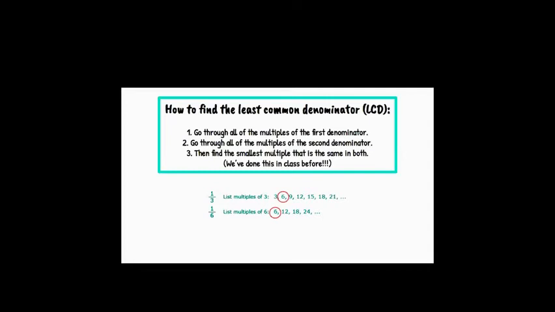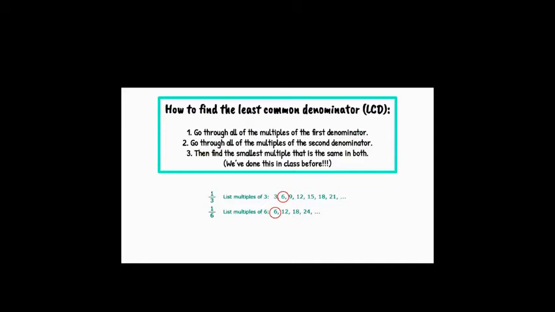So now we're going to review how to find the least common denominator. And yes, we have done this this year. So the first step would be to go through all of the multiples of the first denominator. So if you look at the fractions at the bottom, starting with 1/3, we're going to list all of the multiples of 3 because that is the first denominator.